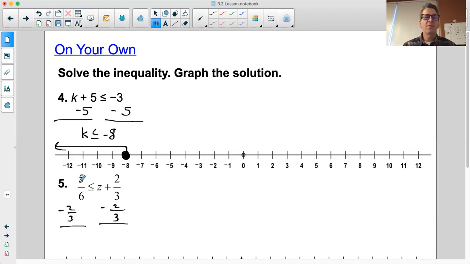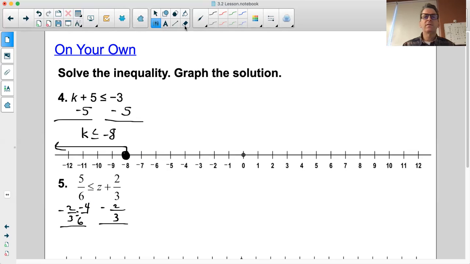So the common denominator in this case between 5/6 and 2/3 will be 6. So 3 times 2 is 6. So 2 times 2 is 4. Well, because of the negative, it's -4/6.